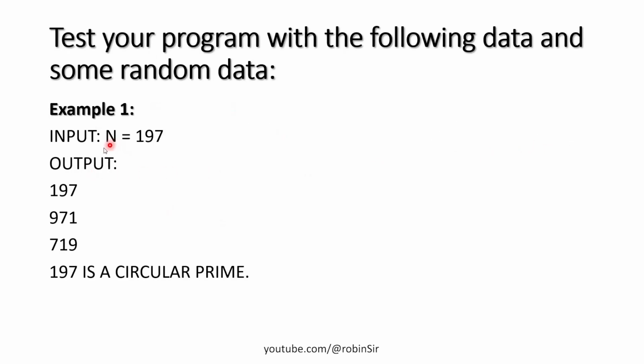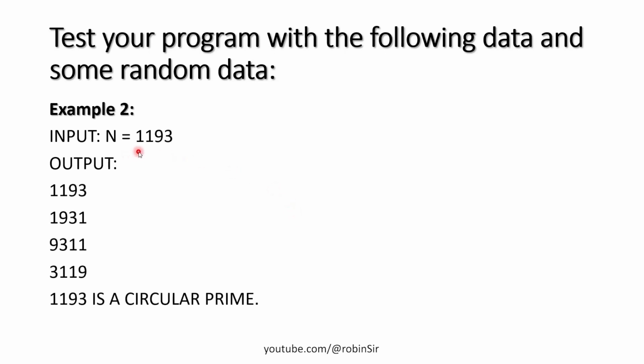Here is another example. Consider the number 197. And in the output, you can see as we are forming new numbers by picking up the first digit, placing it at the end, each and every arrangement is being displayed. And then finally, the message is being displayed whether it is a circular prime or not. So 197 is also a circular prime. Now 1193 is also a circular prime, and here all the cyclic shifts are done and the new numbers are displayed also, and then the message is displayed.